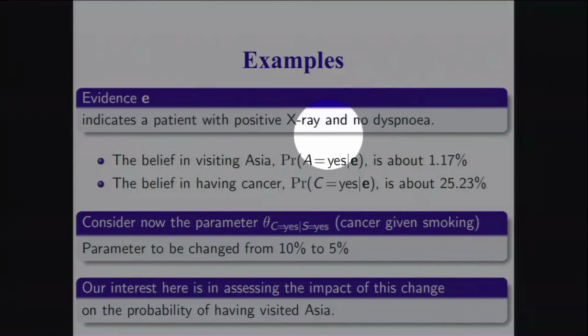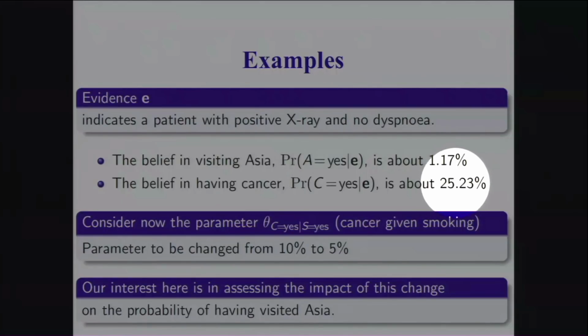And here are two queries that you could ask with respect to that network. What is the probability that A is yes, and the answer turned out to be this? And what's the, this is visit to Asia, and this is having cancer, and that turned out to be 25%. The point here is these two queries, one of them is extreme, one of them is not extreme.